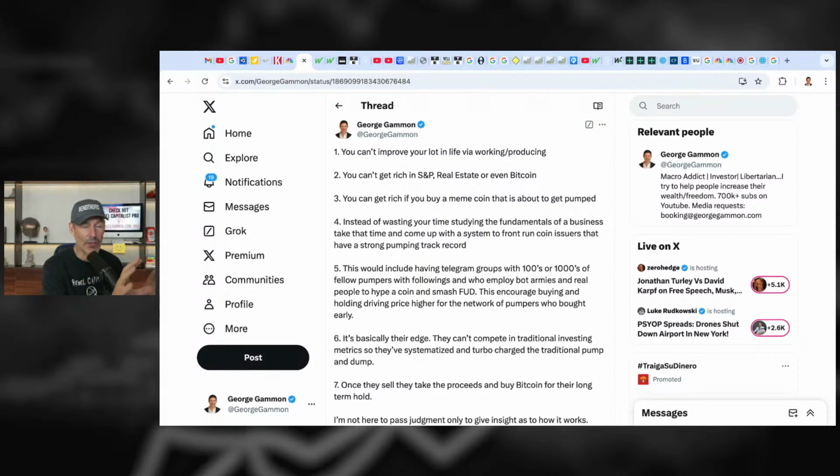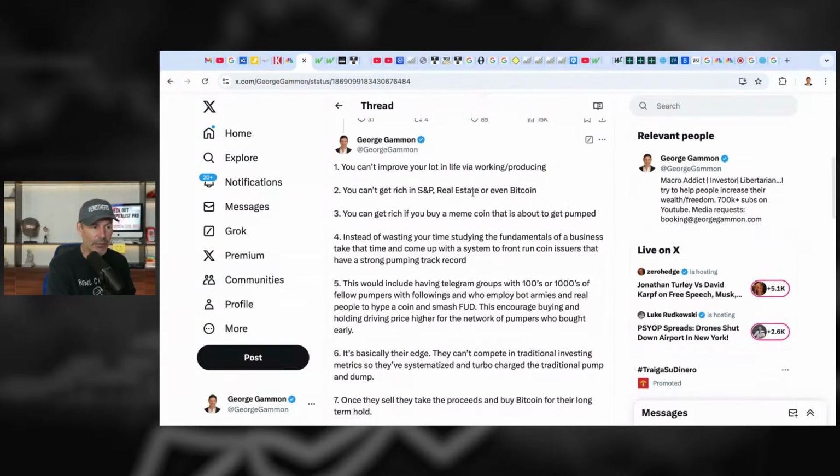And here, from what I've noticed, are some key talking points. I don't want to overgeneralize, but these are the themes that I find pervasive throughout these discussions. Number one, and this is probably not going to surprise anyone: you can't improve your lot in life via working or producing. So kind of a nihilistic view, which I don't blame them for. I'm not here to poke fun or blame. I'm just here to give you guys insights into how these communities work and how that translates into Fartcoin being a $1 billion market cap.